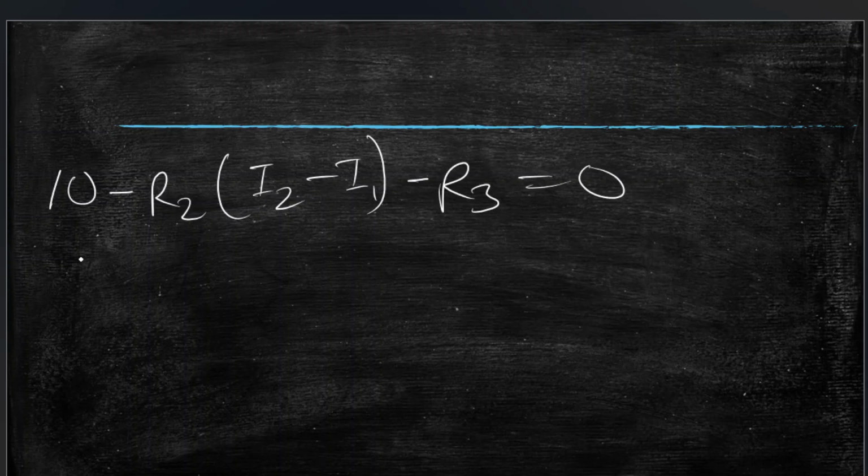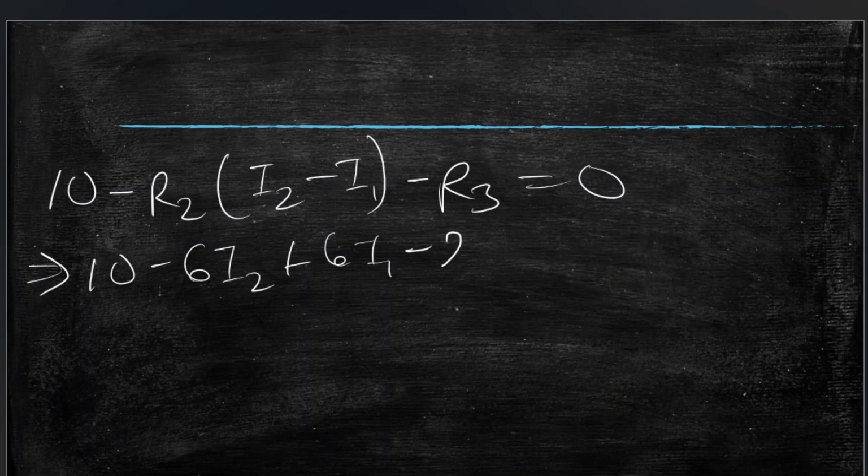is equal to 0. Now let's substitute the values. So 10 minus R2, which was 6. Let's remove the brackets. So 6 I2 plus 6 I1 and minus 2 I2. R3 will be 2 I2.